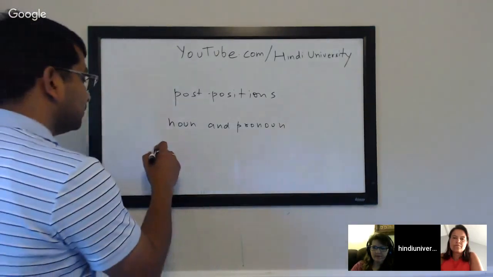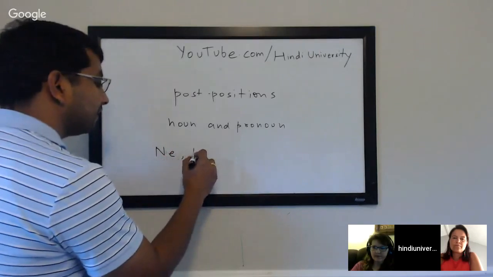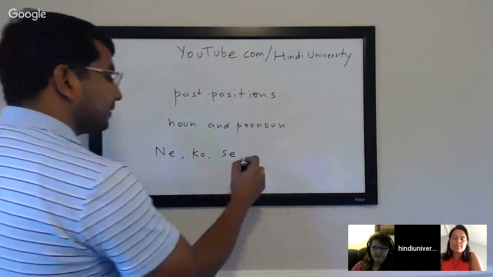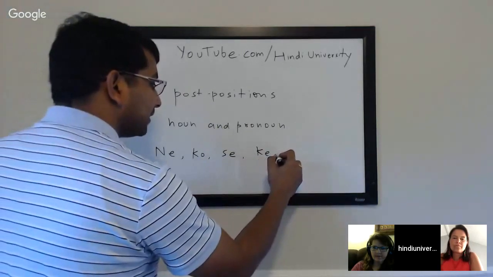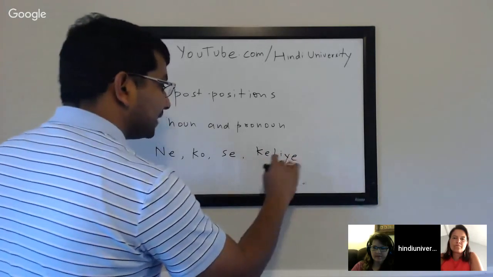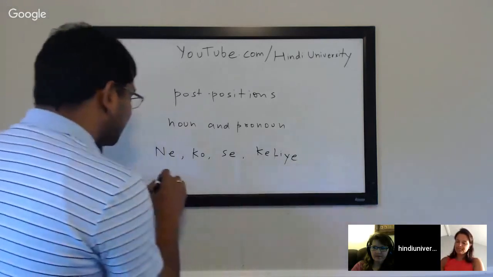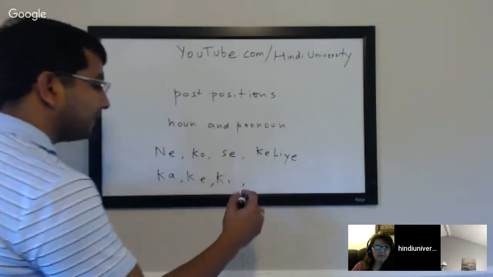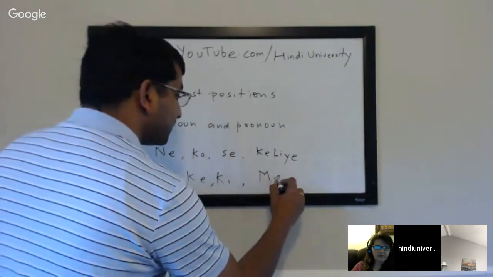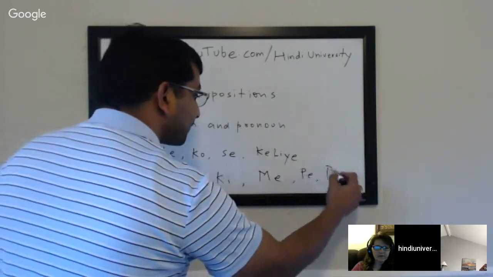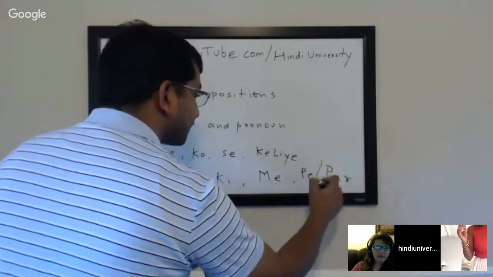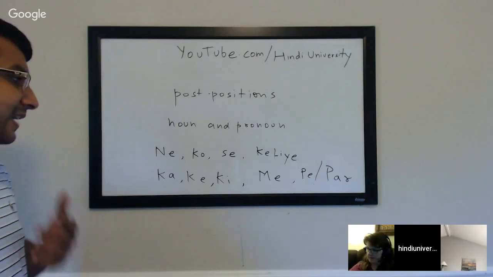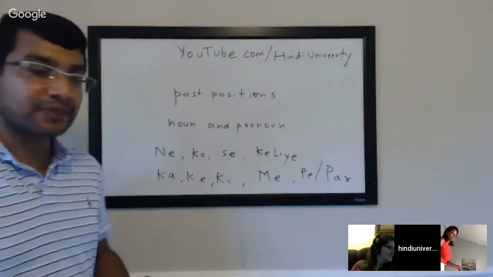Okay, we covered the postposition called ne. Okay, we covered ko. Okay, we also covered se, ke liye. Okay, then we covered ka, ke, and ki. Okay, and then we covered mein, and then pe and par. Several of them. Okay, and all of them are used in different situations. So last class was kind of a quick summary of how to use them and when to use them.